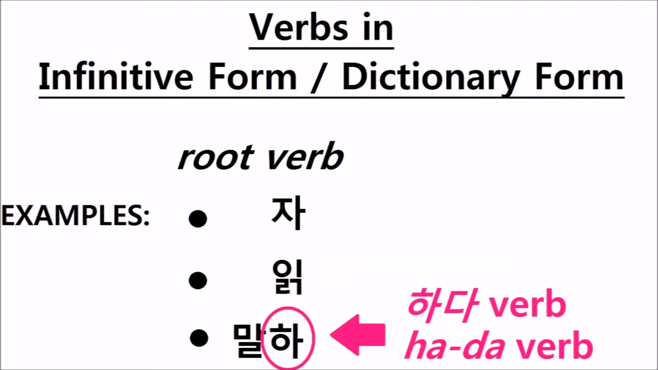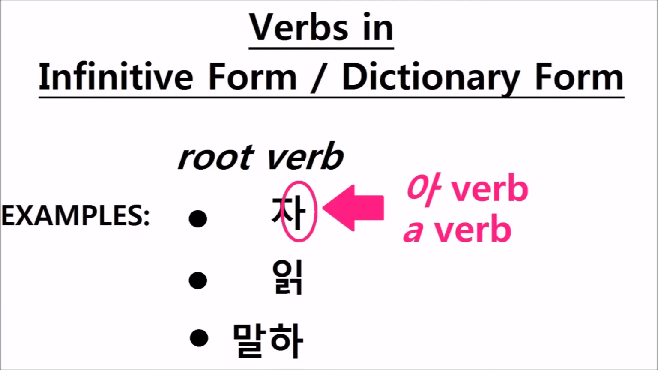If the last syllable is ha, you have a hara verb. That's the next lesson. Or if the last syllable contains o or a but is not ha, then you have an a verb. And that's the type of verb that we'll be learning about in this lesson. We will be learning how to conjugate all verbs into the present tense.